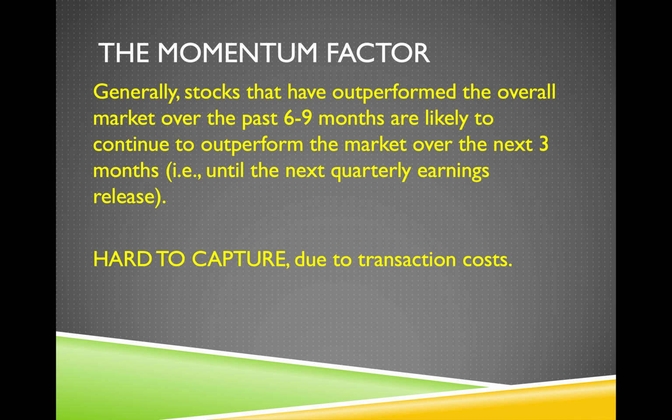And then, of course, we have the momentum factor. We've discussed that a little bit. There's a lot of different academic research indicating how exactly to best use this. I like to say that stocks that have outperformed the overall market in the past 6 to 9 months are likely to continue to outperform the market over the next 3 months, or at least until the next quarterly earnings release. Also, we could take the reverse of that.